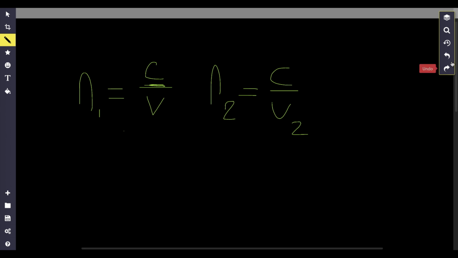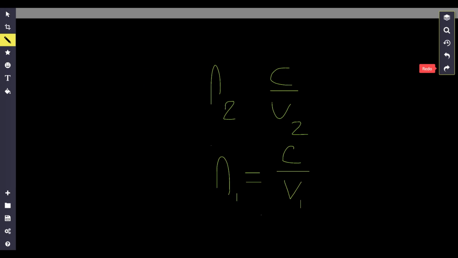Let's say I have 2 indexes of refraction, okay? And this is going to be caused by different velocities, right? So if this is material 1, the velocity in material 1 is going to be different from the velocity in material 2. And that's going to cause 2 different indexes of refraction, right? Because remember, index of refraction is the speed of light in a vacuum divided by the speed of light in whatever material you're looking at.